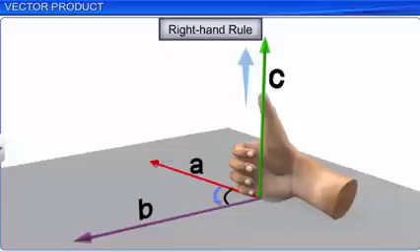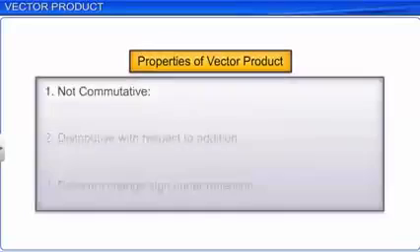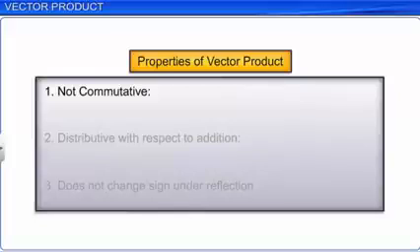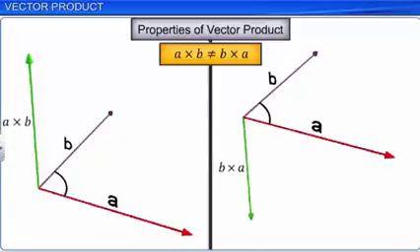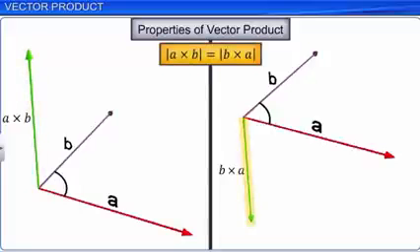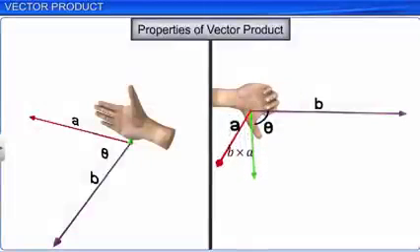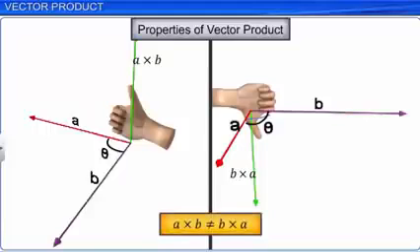Now let us study some properties of vector products. The vector product of two vectors is not commutative. That is, A cross B is not equal to B cross A. Although the magnitudes of A cross B and B cross A are equal, they are opposite in direction. However, A cross B is equal to minus of B cross A.